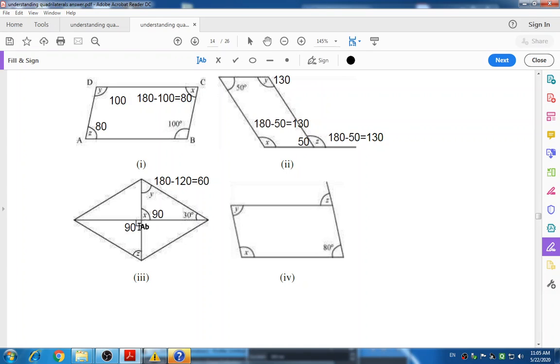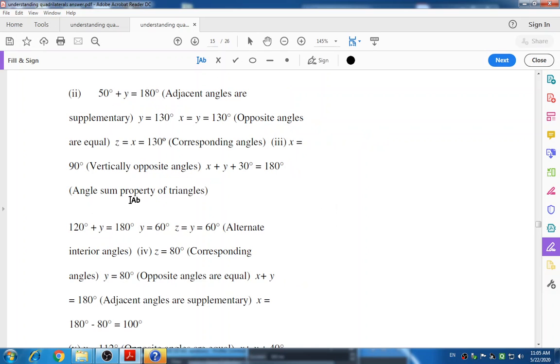Now look at here how we can solve this third example. X is equal to 90 degree, vertically opposite angle. So X plus Y plus 30 is equal to 180 degree. By using the angle sum property of triangles, 120 degree plus Y is equal to 180 degree. So Y is equal to 60 degree, and Y and Z are alternate interior angles, so that also is 60 degree. Like that we can solve this.